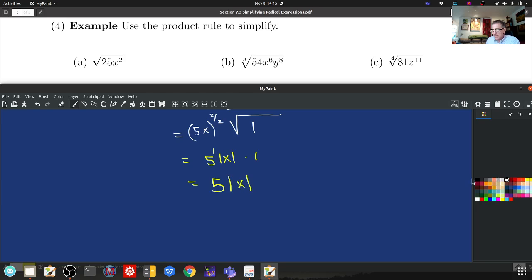But I think in your homework, they state something along the lines, assume all variables are positive. Now you'll have to check me on this. So if I already know that x is positive, then the answer that you would enter in here would just be 5x. And you wouldn't need the absolute value sign, because the absolute value sign doesn't do anything to a number if the number is already positive.